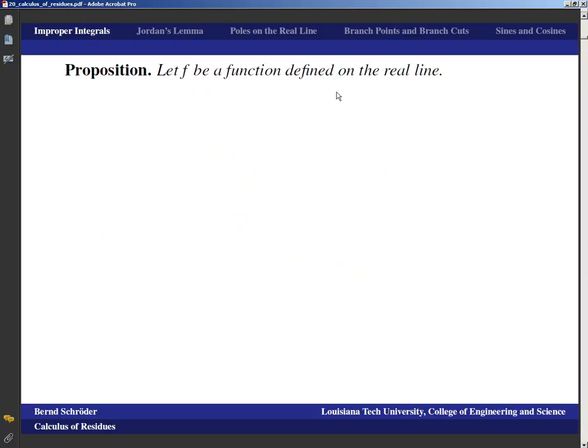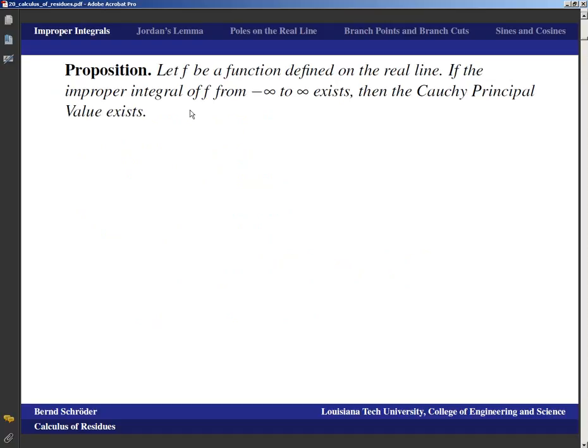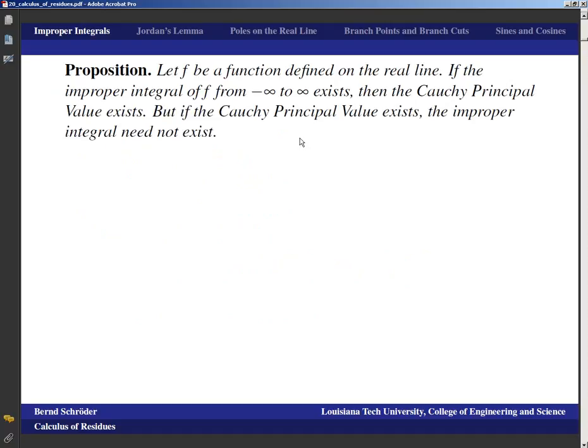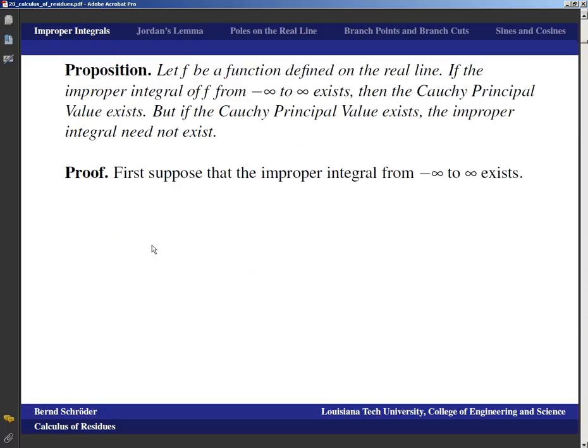So, proposition. Take a function that's defined on the real line, and if the improper integral from negative infinity to infinity exists, then the Cauchy principal value exists. But if the Cauchy principal value exists, the improper integral need not exist. So how does that go?